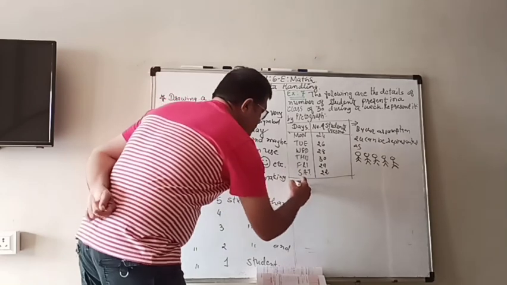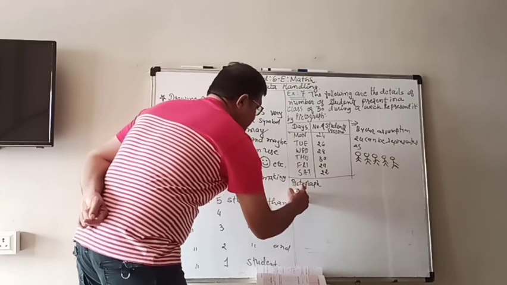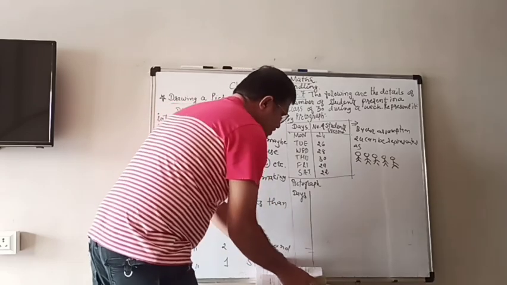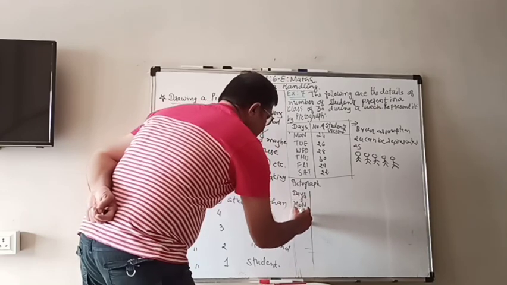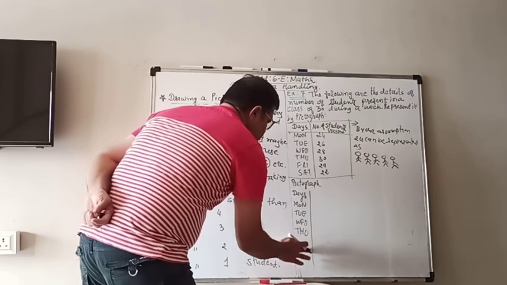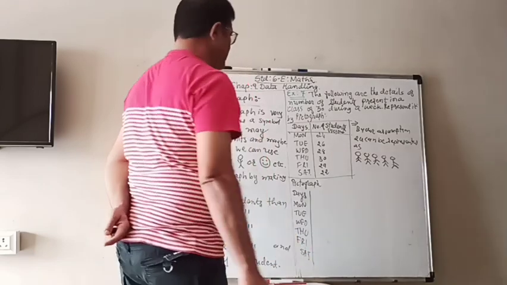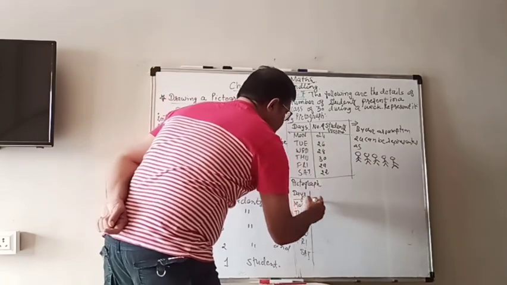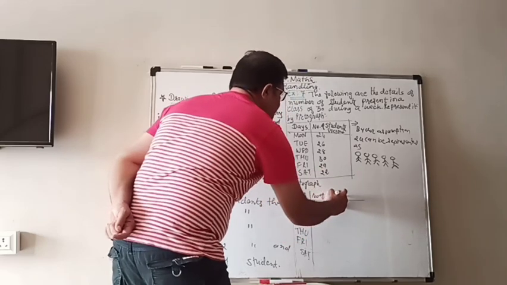So now the pictograph. Here the days, like Monday, Tuesday, Wednesday, Thursday and Friday and Saturday. Monday, Tuesday, Wednesday, Thursday, Friday and Saturday. Now Monday there are 24 students, so I show you like that. We will do that. So here we will use the number of students.